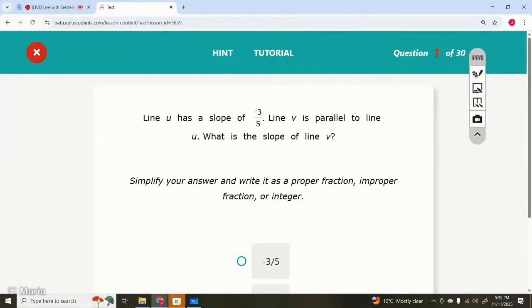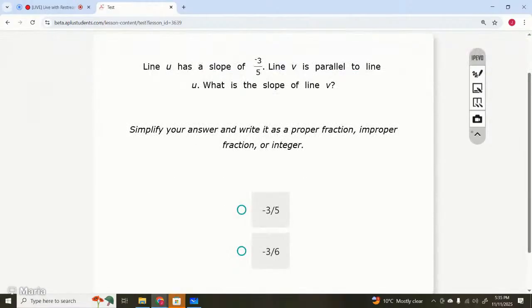Line U has a slope of negative 3 by 5. Line V is parallel to line U. What is the slope of line V? So the two lines are parallel. Parallel lines have exactly the same slope. So the slope of line V is negative 3 by 5.